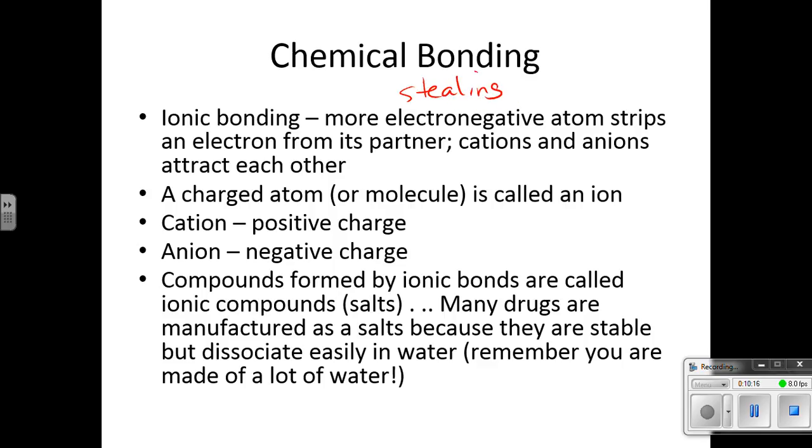Cations and anions attract each other. A cation has a positive charge and an anion has a negative charge, and so they will attract each other. A charged atom is called an ion. You might recognize ions like potassium or chlorine. I think chloride is how it's typically called when it's an ion. The hydrogen ions, things like that. Compounds formed by ionic bonds are called ionic compounds or salts.